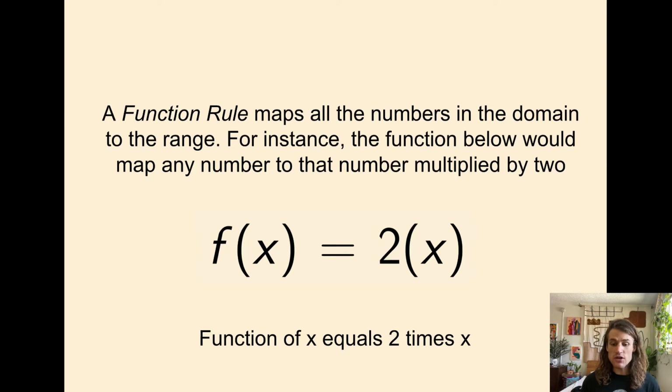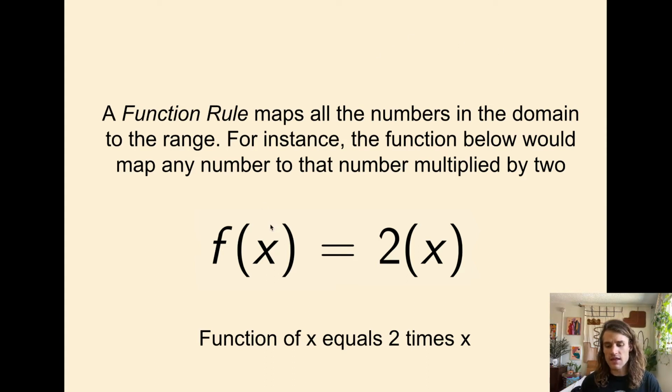A function rule is what we're learning about here, and it maps all of the numbers in the domain to the range. So for instance, the function below would map any number to that number multiplied by 2, right? So we have f of x equals 2 times x. So whatever the domain is, it gets multiplied by 2, and then that's the range value. You would read this, function of x equals 2 times x.